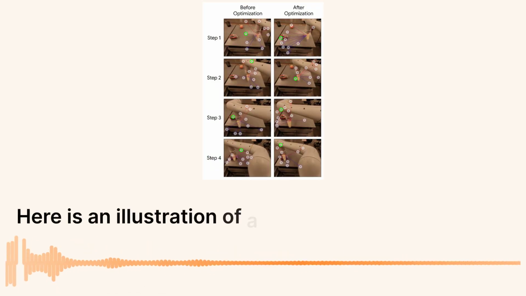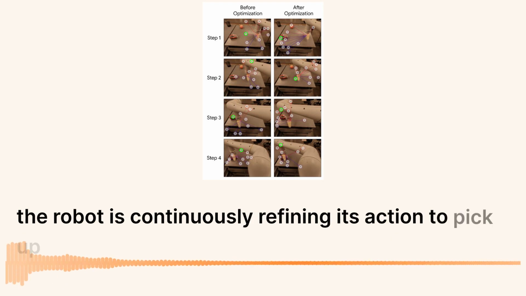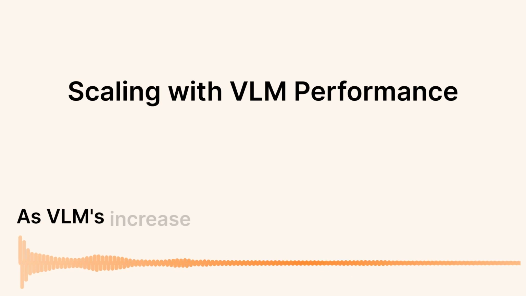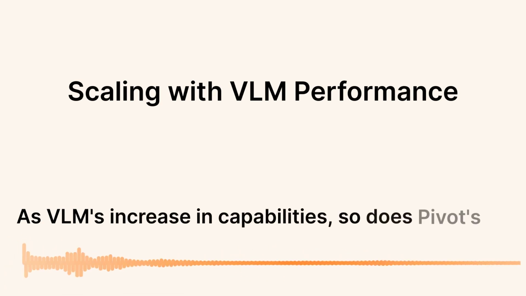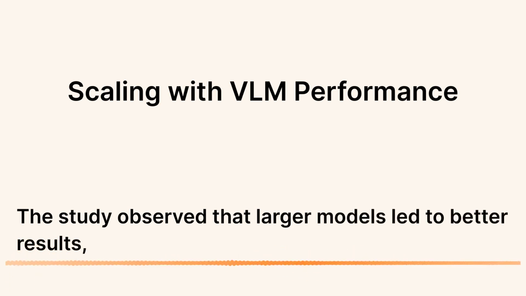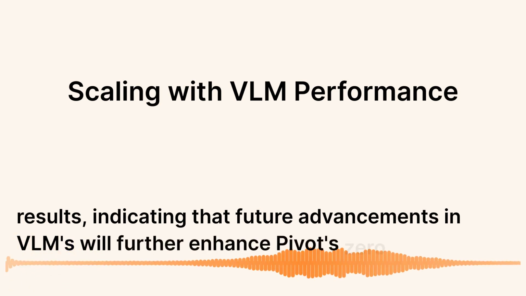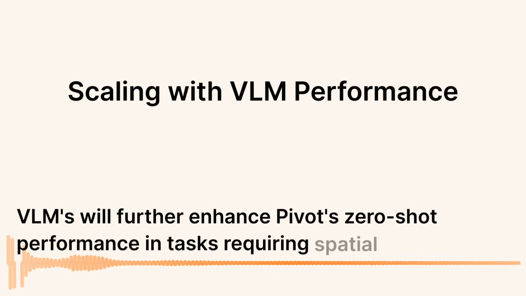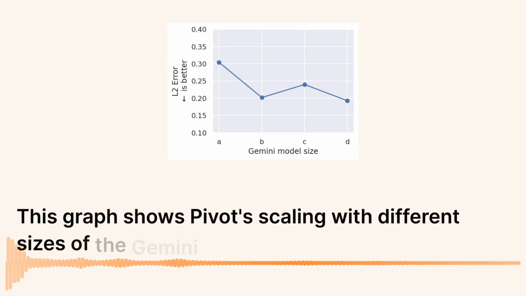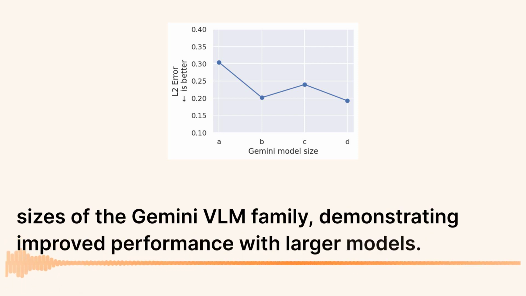Here is an illustration of a manipulation task where the robot is continuously refining its action to pick up a Coke can, highlighting the iterative improvement. As VLMs increase in capabilities, so does Pivot's performance. The study observed that larger models led to better results, indicating that future advancements in VLMs will further enhance Pivot's zero-shot performance in tasks requiring spatial reasoning. This graph shows Pivot's scaling with different sizes of the Gemini VLM family, demonstrating improved performance with larger models.